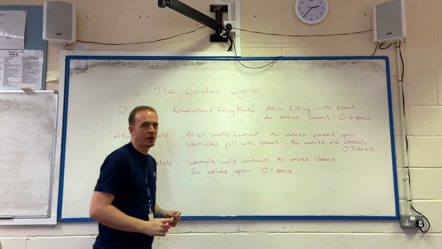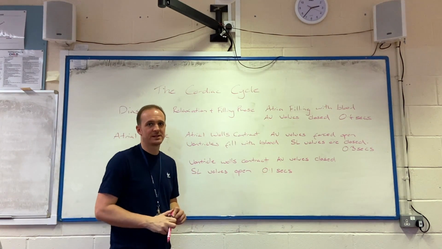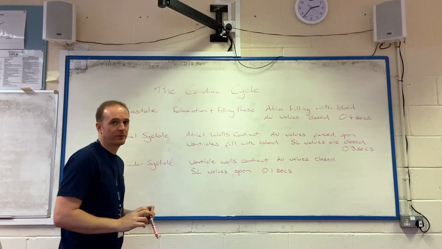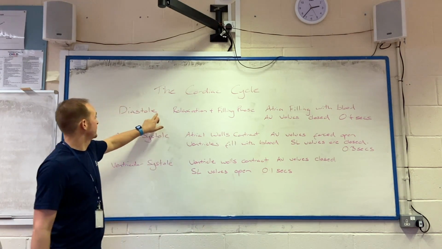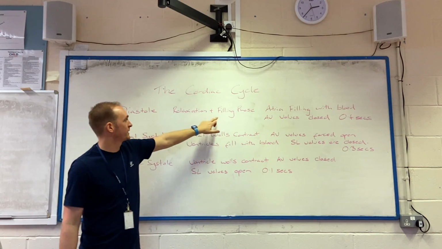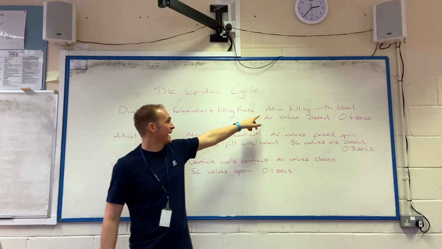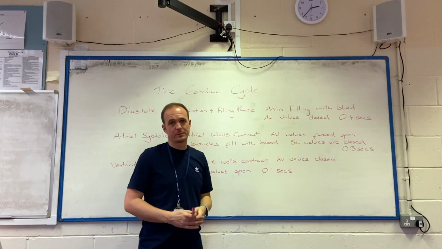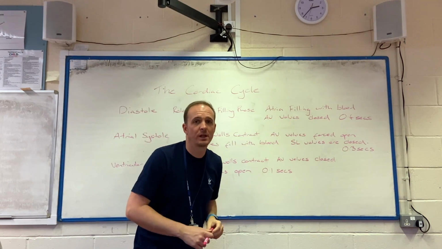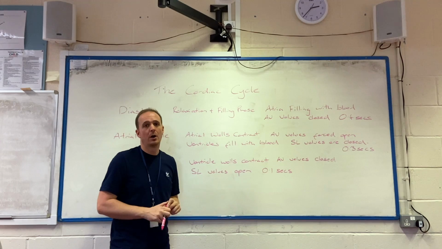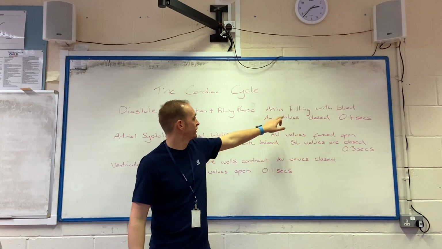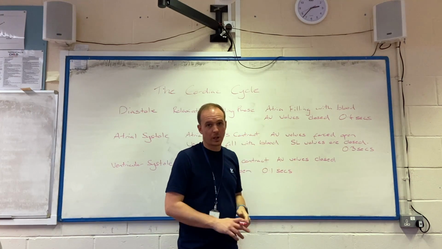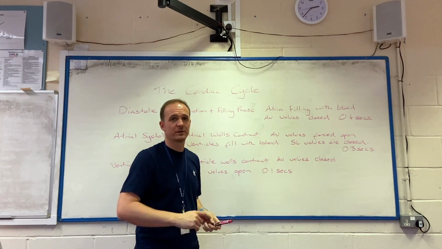Okay, right, let's run through that again in sequence. To begin with, the heart is relaxing, it's filling with blood, and that's known as diastole. So it's a relaxation and filling phase. That means the atria are filling with blood. This is blood returning either from the lungs down the pulmonary vein or from the body, the vena cava. Your AV valves are closed, so we don't want lots of blood entering the ventricles.